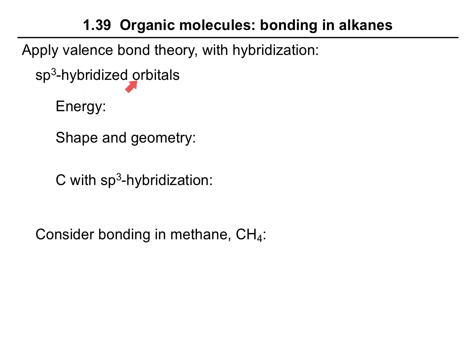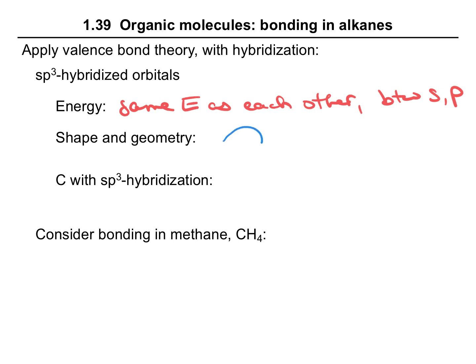So let's talk about the characteristics of our sp3 hybridized orbitals. In terms of energy, they have the same energy as each other, and it is between the energy of an s and a p orbital. In terms of the shape and geometry, when you mathematically combine the s and the p's, what we get is something that looks like this with a little nub behind it. We are going to ignore this little nub, so our focus is this.